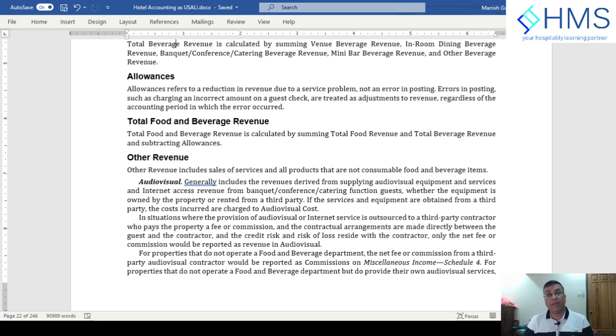However, if the guest does not know the third party service provider, and the hotel is responsible for the quality of the equipment and also the servicing of the equipment, and also for the collection and the setting of the price, then in that case the total revenue collected from the guest will be considered as audiovisual revenue, and the amount paid to the third party for rental will be considered as cost of audiovisual. So that's the audiovisual amount.